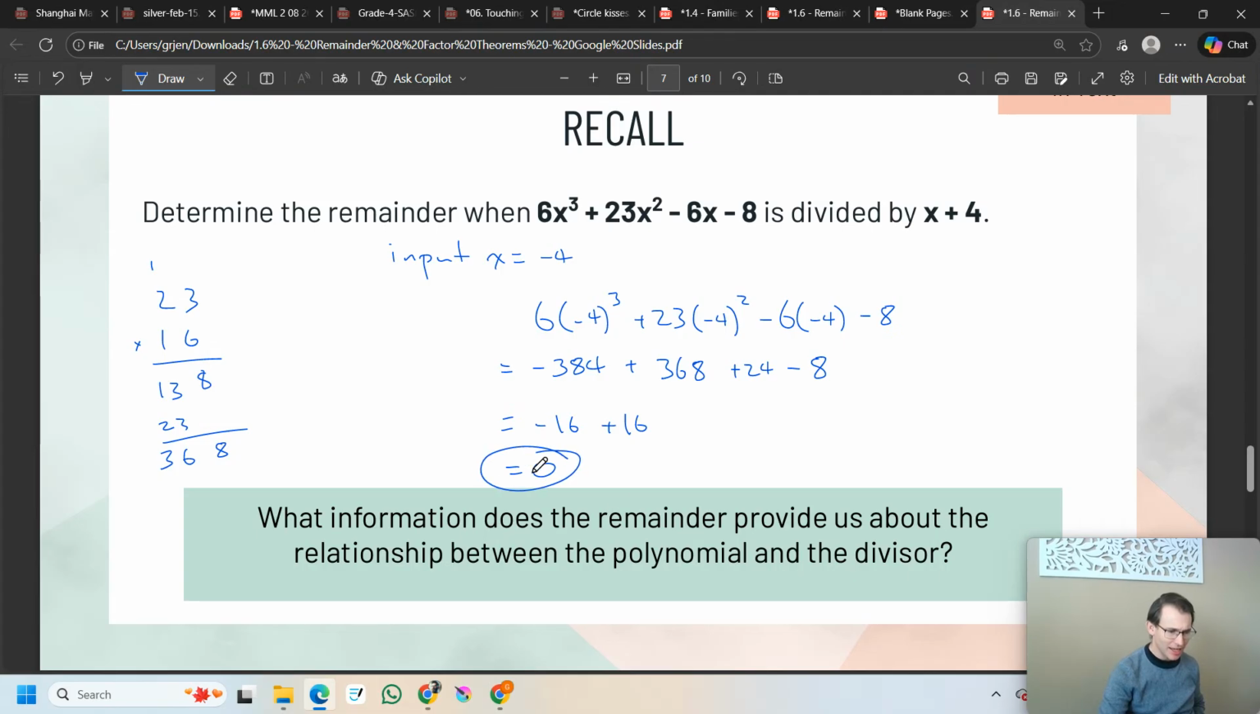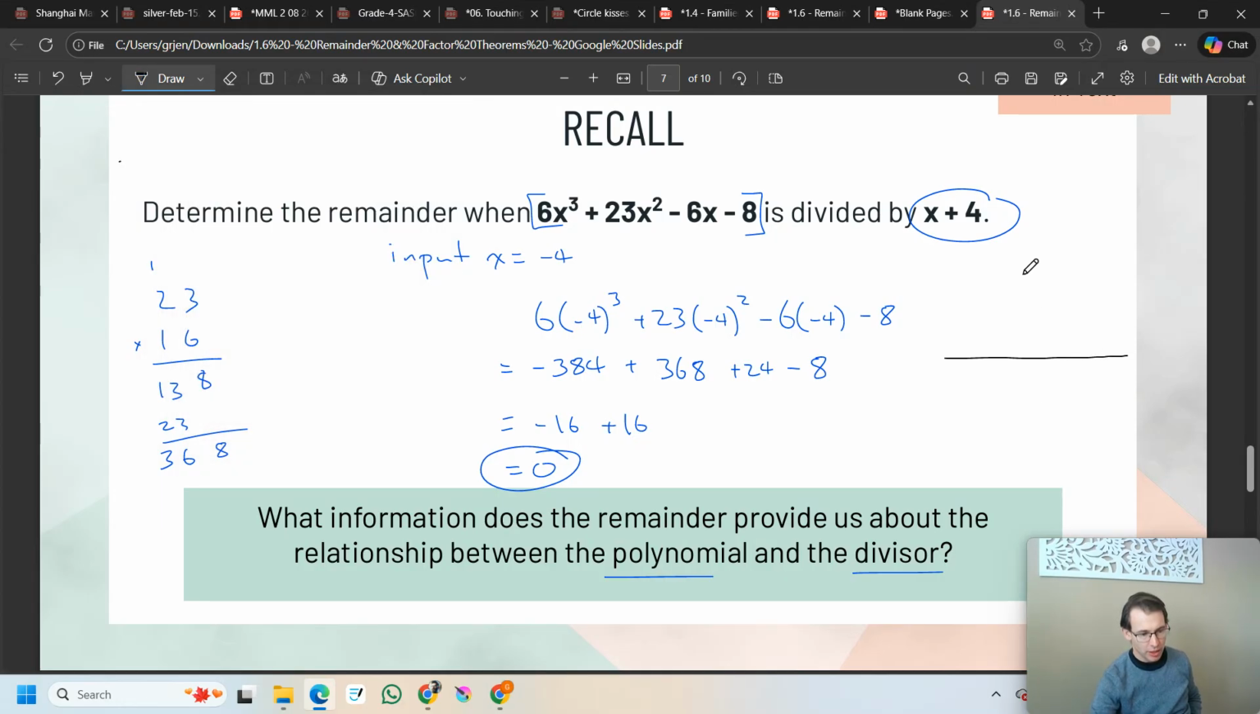What does this tell us about the relationship between the polynomial and the divisor? What's therefore the relationship between x minus 4 and this? Having a think? Good. If you're still not sure, but you're having a think, that's good. That's how you learn. So let's sketch our polynomial.